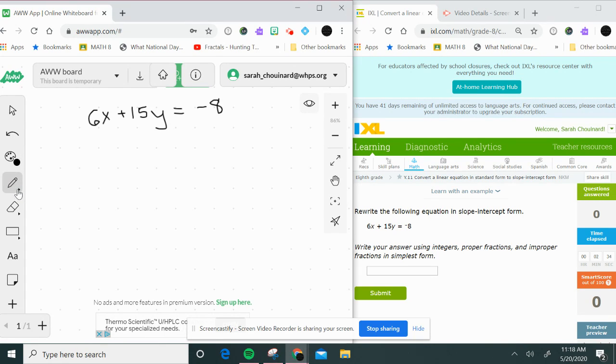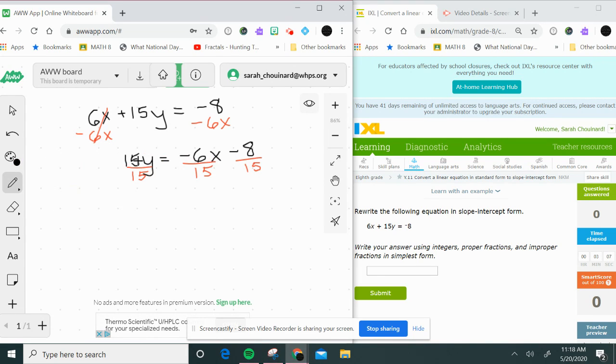So the first step is we're always going to subtract or add. We're basically going to move the term with x to the other side. So I can do that by subtracting 6x from both sides. That's going to give me 15y equals negative 6x minus 8. I like to put the x term first because that's typically how we see slope-intercept form. And now I need to get rid of the 15 that's multiplying y by doing the inverse operation, which is dividing by 15.